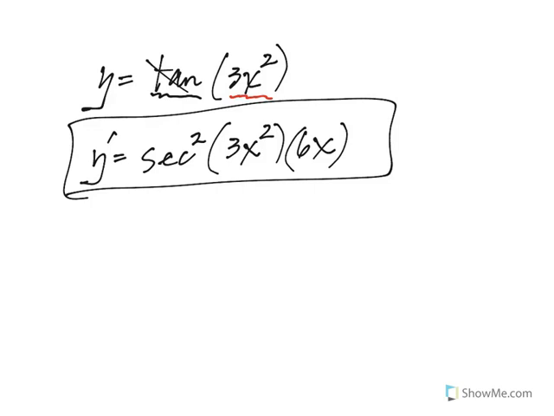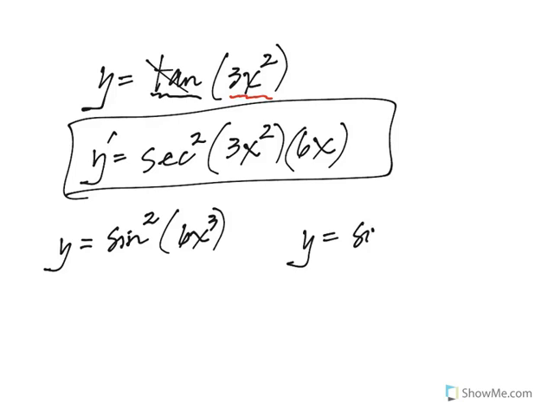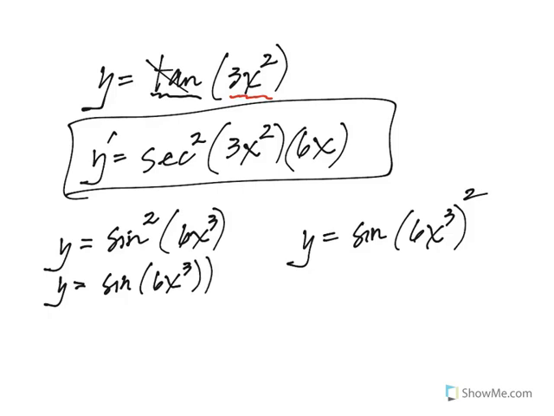All right, something quick I need to point out. Remember from trig, if you've got something like y is equal to the sine squared of, let's do 6x to the third, versus y is equal to the sine of 6x to the third, squared. All right, these are two very different things. Remember that this first one here, when the 2 sits on the trig function, you're really squaring everything. So that is the sine of 6x cubed, that entire thing squared.